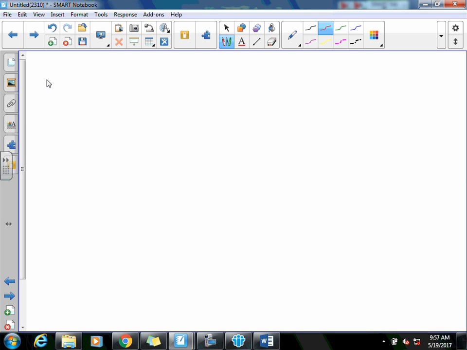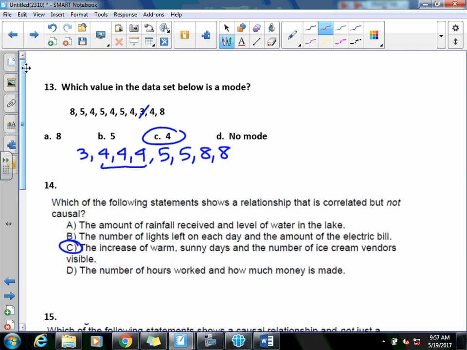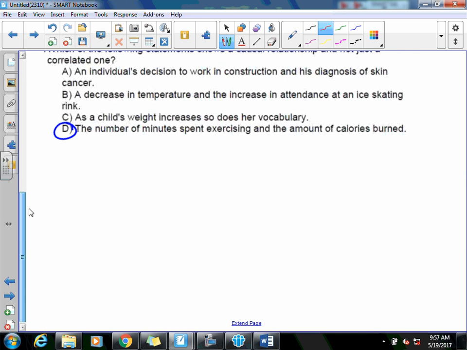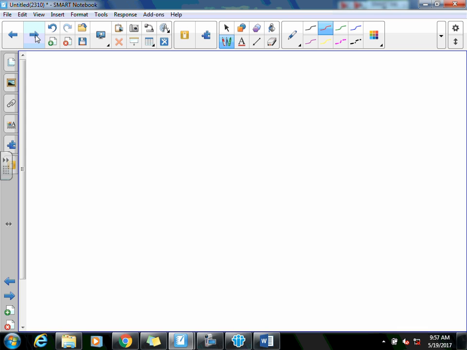Page number. Where's that? Okay, so very quickly, let's look at number, I just need to scroll over so we can get to number 16.